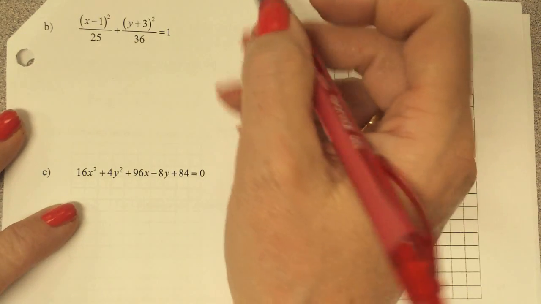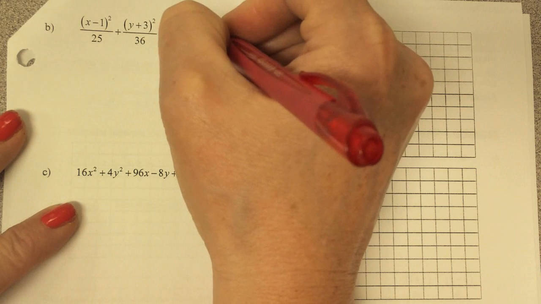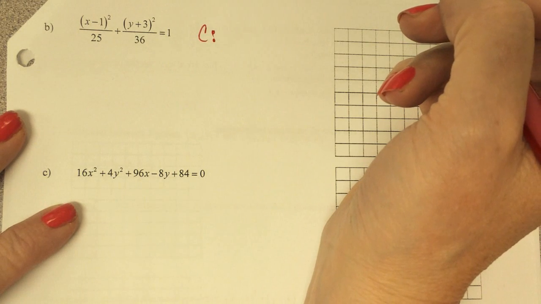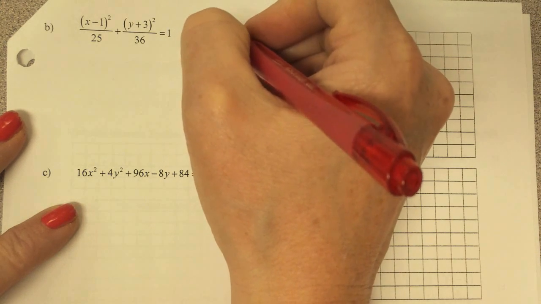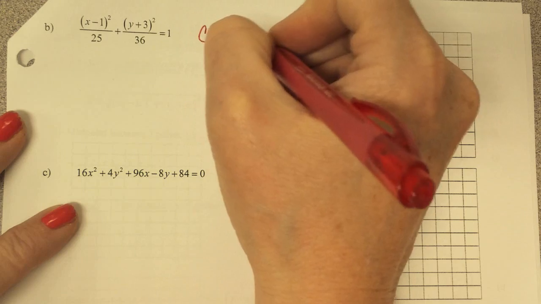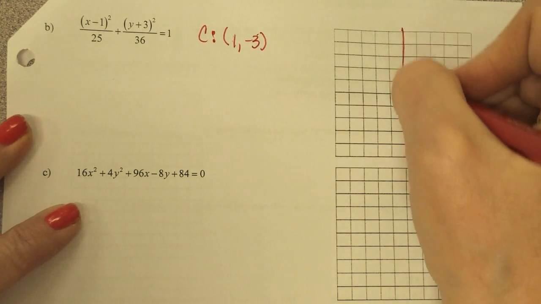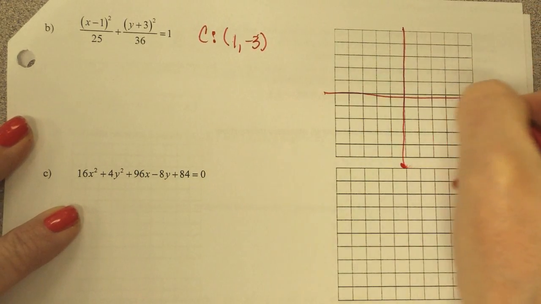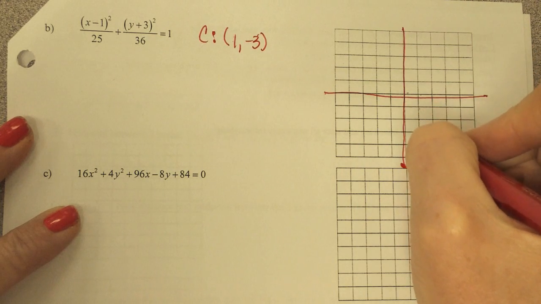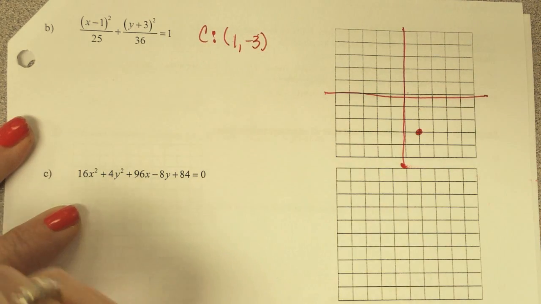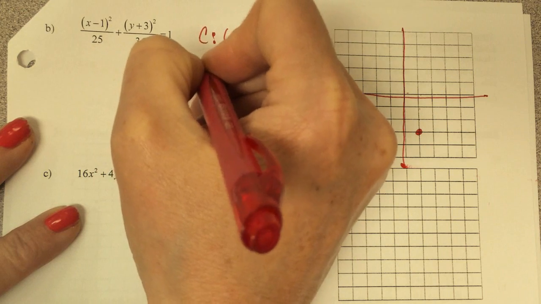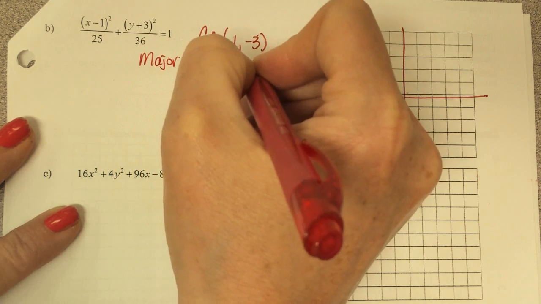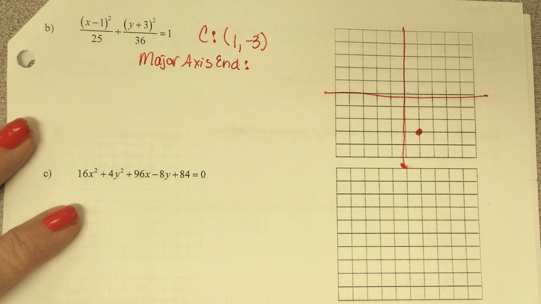All right, so letter B, taking it up a little bit more difficult, the center on this one. McKenna, can you tell me the center? Good. Just like a circle. So we're going to go to 1, negative 3. Now we're going to find our major axis endpoints. We'll just put end for endpoints.